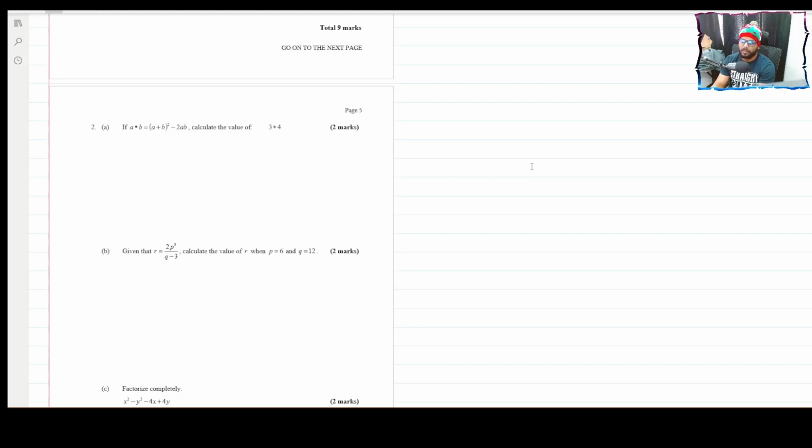Number 2, we have binary operations to do. And binary operations is real easy. It's just a pattern you just have to follow, and the pattern is literally given to you. A star B is equal to A plus B squared minus 2AB. We want to know what 3 star 4 is. All I'll do is replace A with 3 and B with 4. Minus 2 into 3 into 4. Every substitution, I recommend putting it in a bracket.